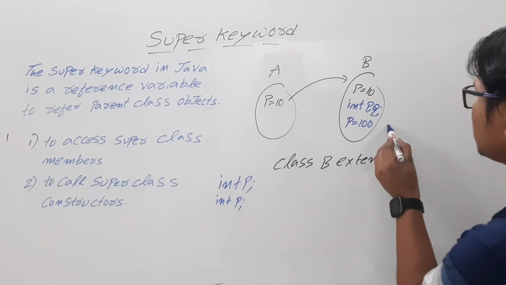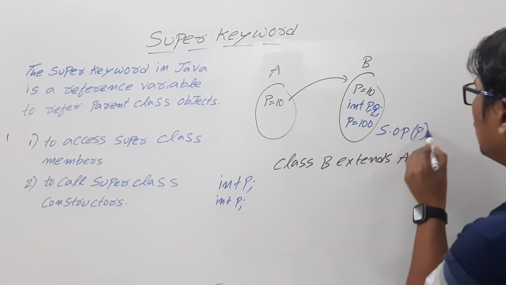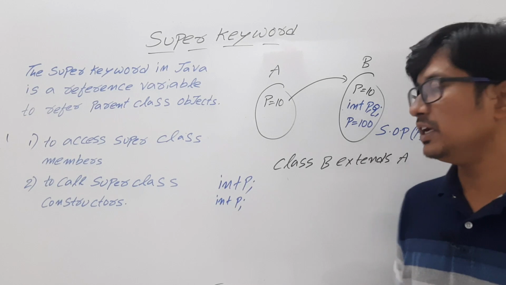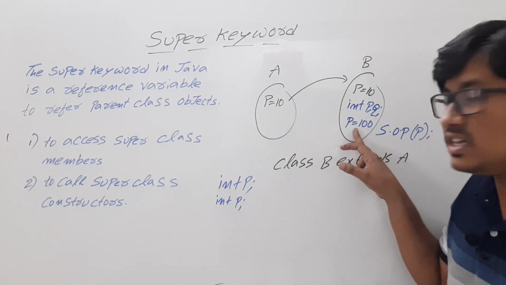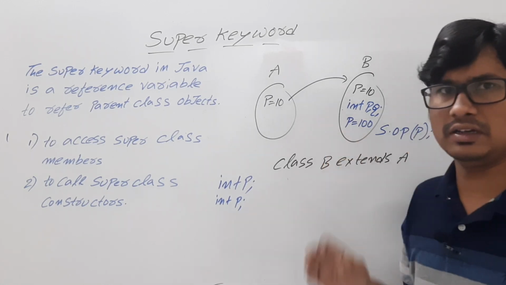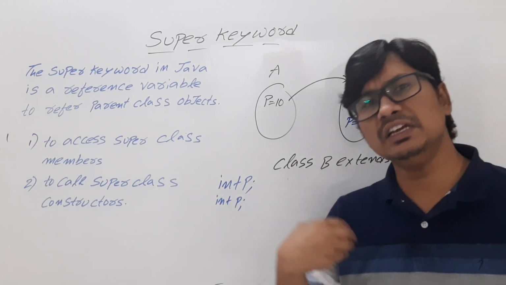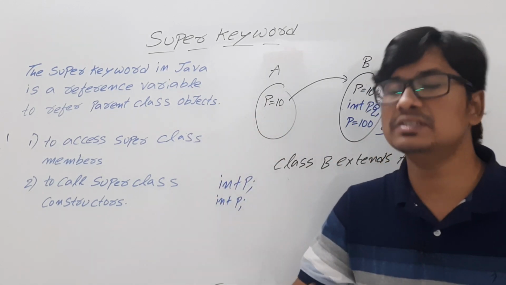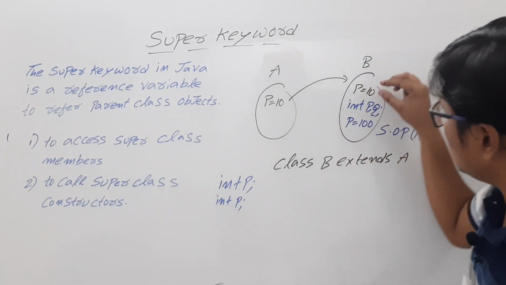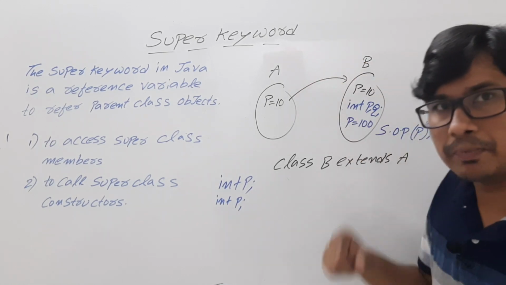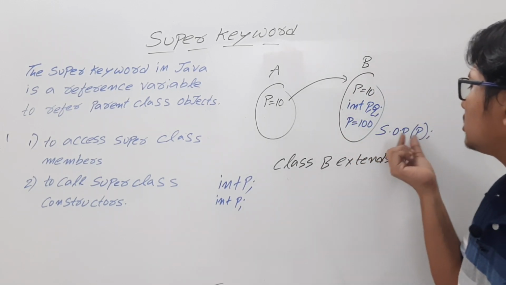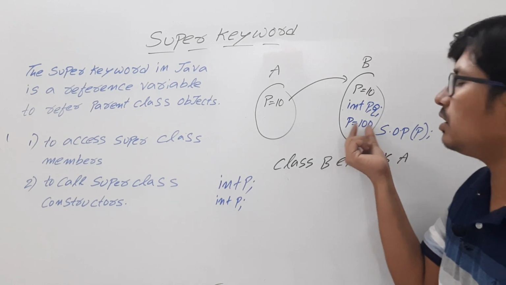But if you write system.out.println p, will it display 100 or will it display 10? It will display the value which is there in its own class. Always it will think about its own. Even we human beings first think about ourselves, then our family members, then our friends. There is a priority, but first always ourselves. Similarly, even though p is equal to 10 came from the parent class, there is a p is equal to 100 from class B itself. So if you write system.out.println p, only 100 will be displayed.